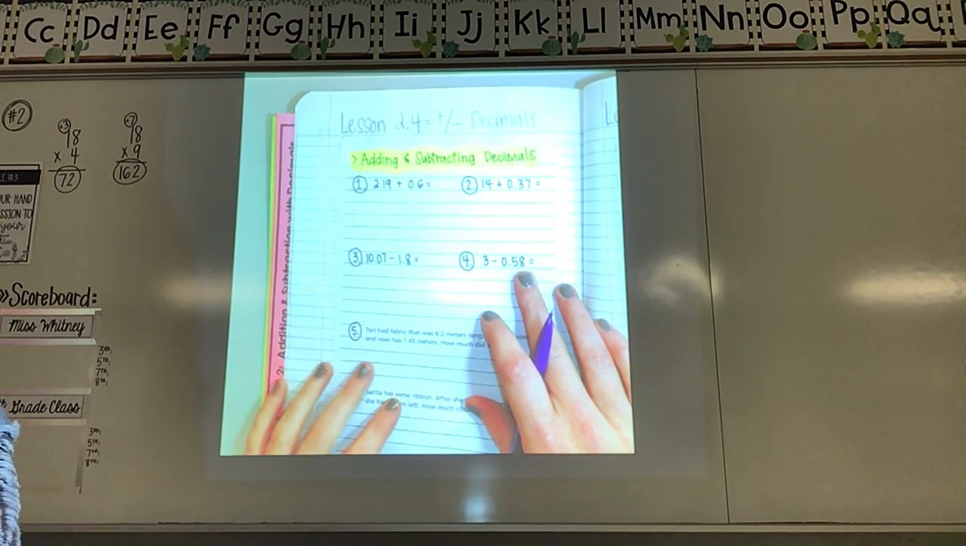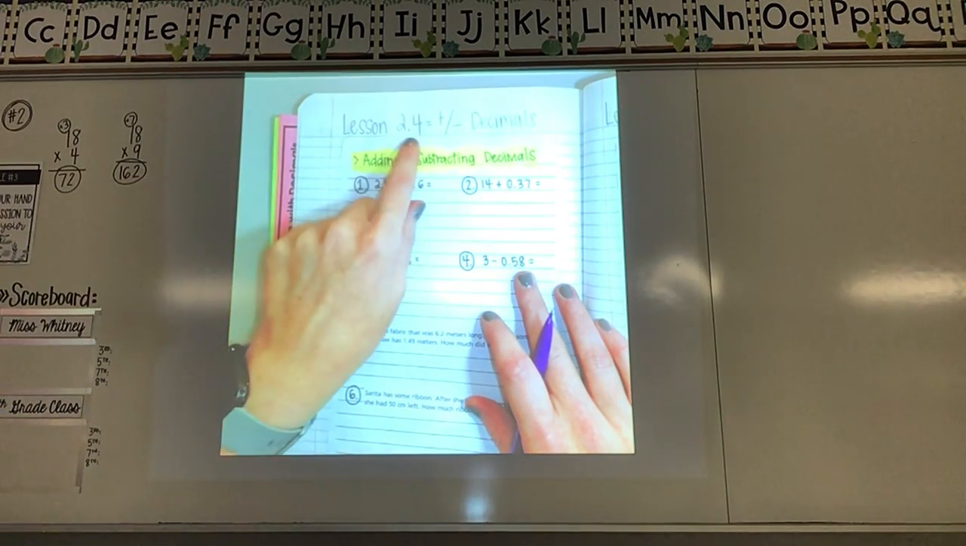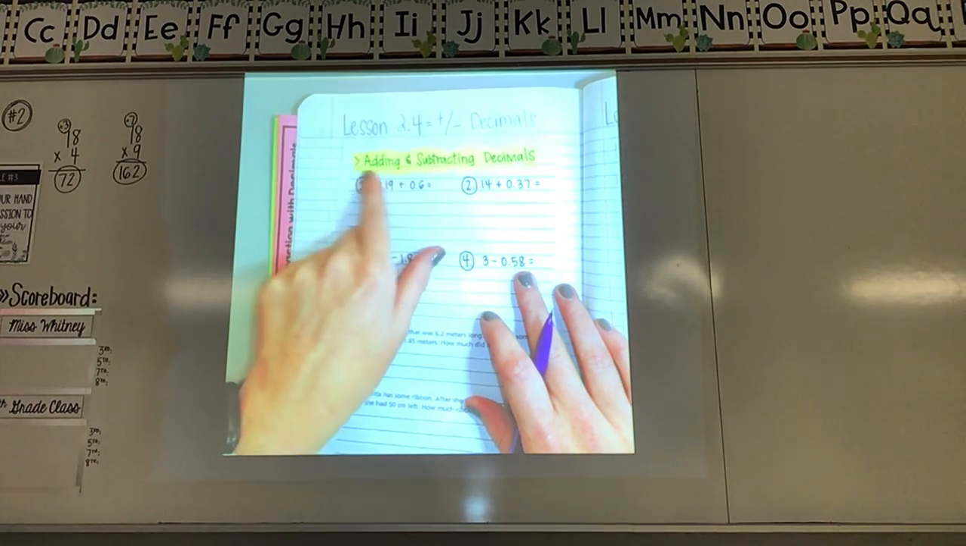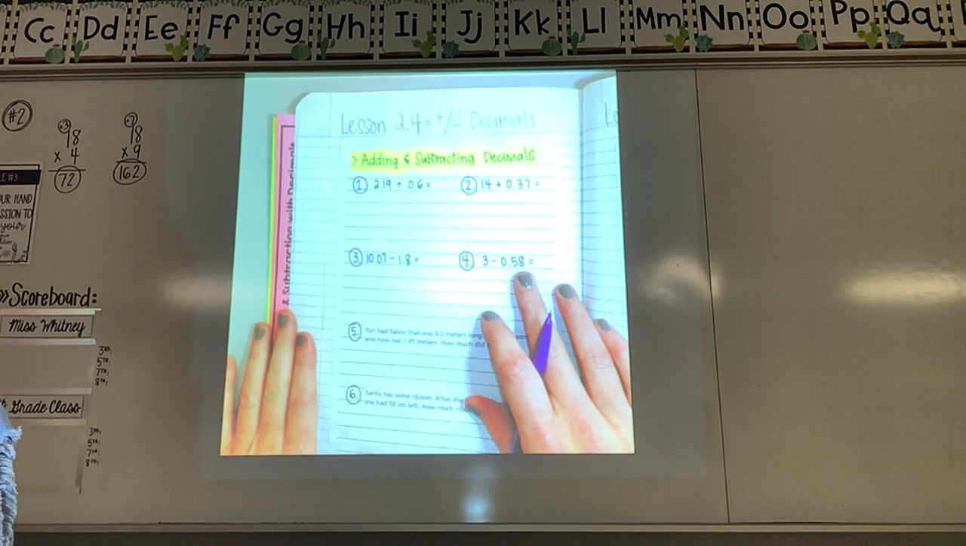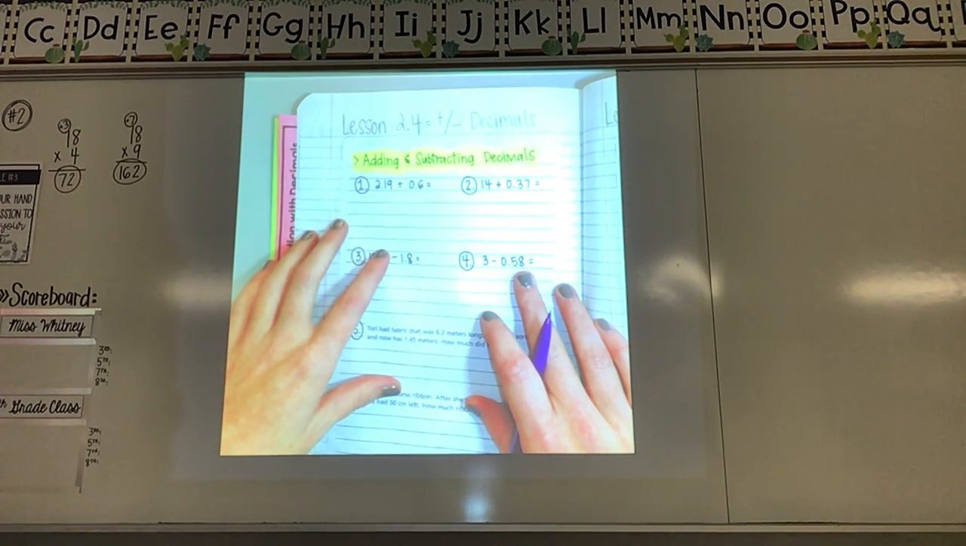Fifth grade. Today's math lesson is lesson 2.4, and it is over adding and subtracting decimals. So today we are only worried about adding and subtracting, which you have been doing for a long time. You are just going to do it with decimals today. However, it doesn't change a lot.